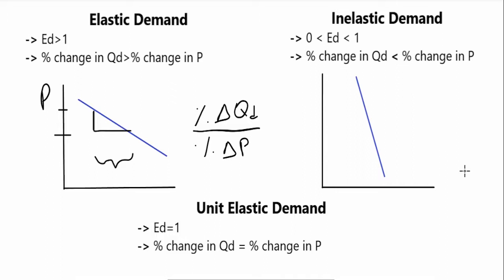It shows a very steep graph. Why? Because let's say we're moving from this price to this price. As you can see, even though the percent change is really large, there's only a small change in quantity demanded, right? So there is a big change in price, but small change in quantity demanded. And then we have unit elastic demand, which is just when your elasticity of demand is equal to 1. So your percent change in quantity demanded is equal to the percent change in price.